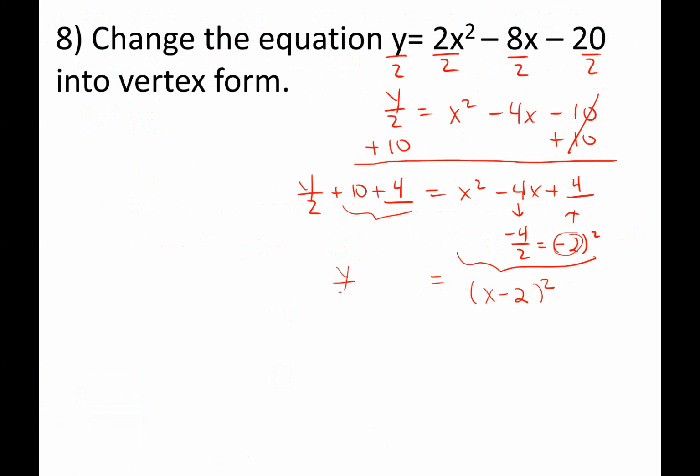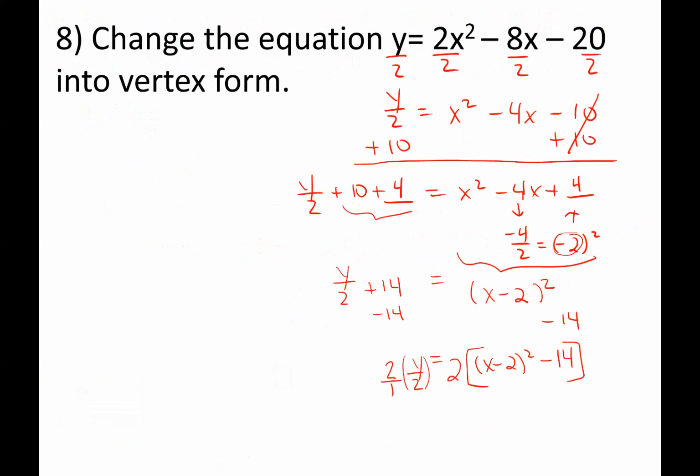So I have y over 2 plus 14. Then I want to solve for y. So subtract 14 from both sides. I get y over 2 equals x minus 2 parentheses squared minus 14. Then to get rid of the y over 2 or y divided by 2, I do the opposite and multiply. And make sure to do that to both sides.